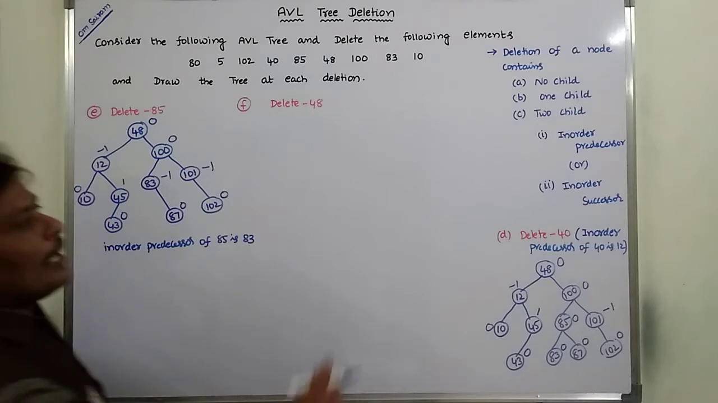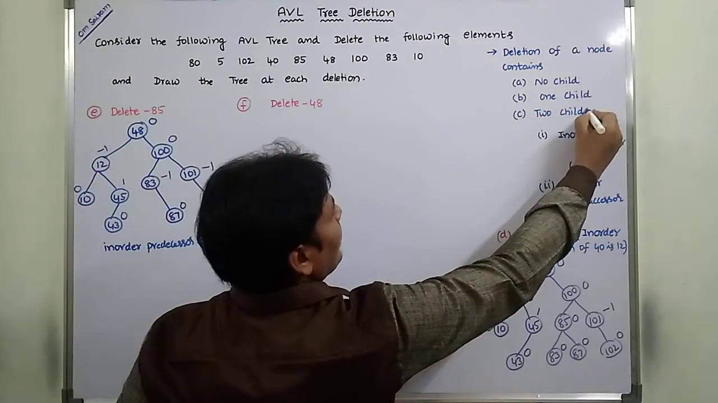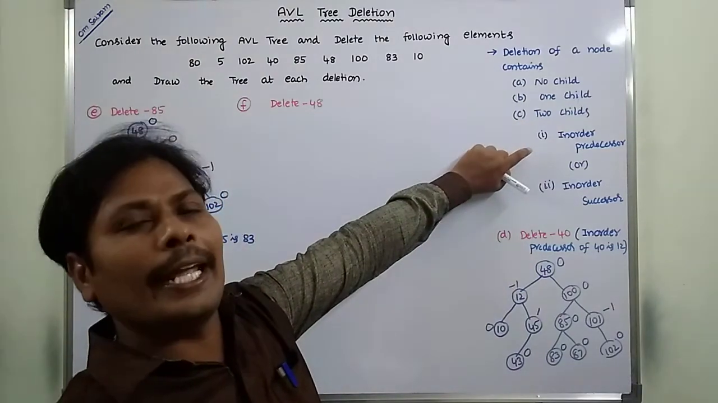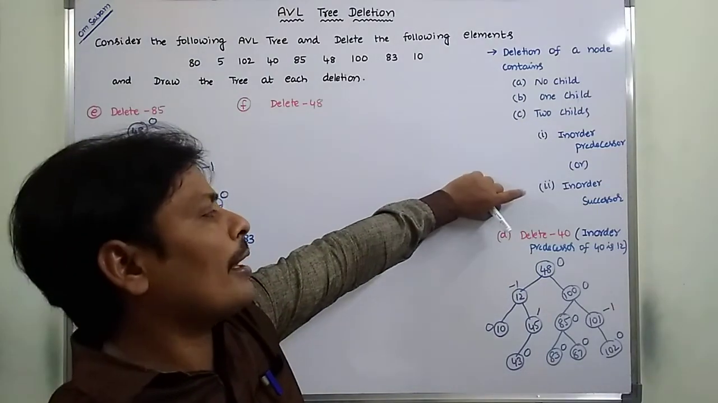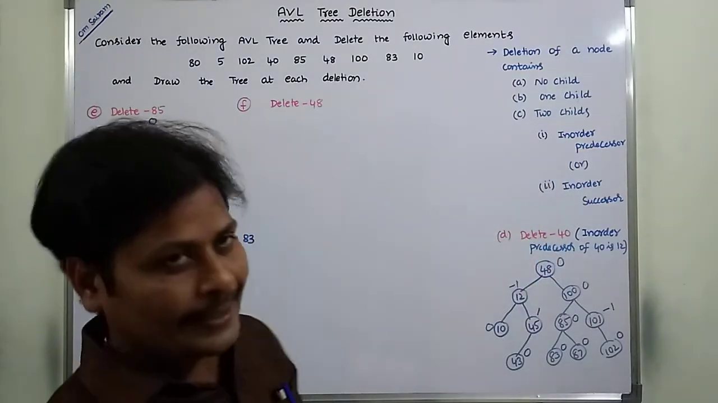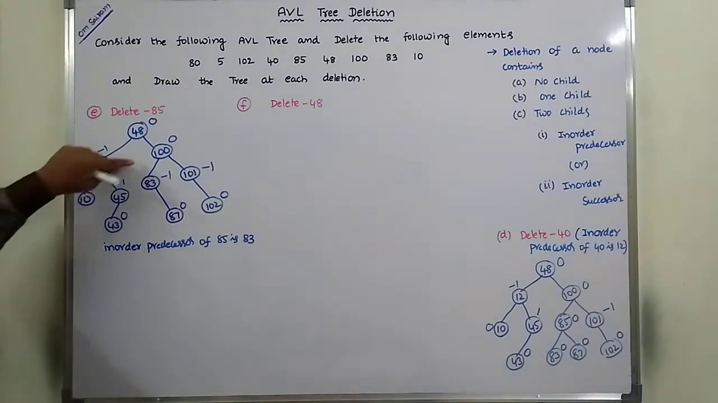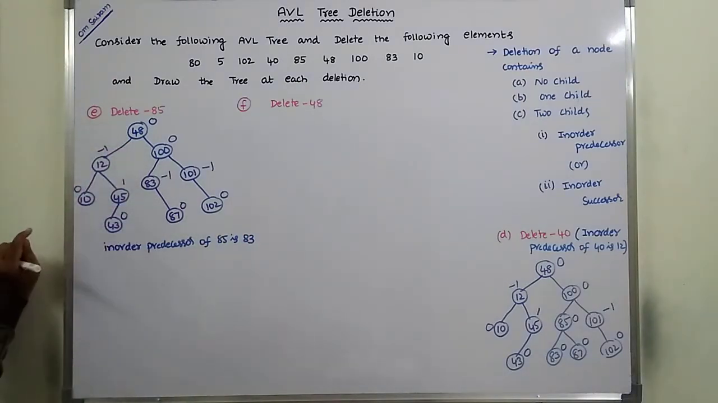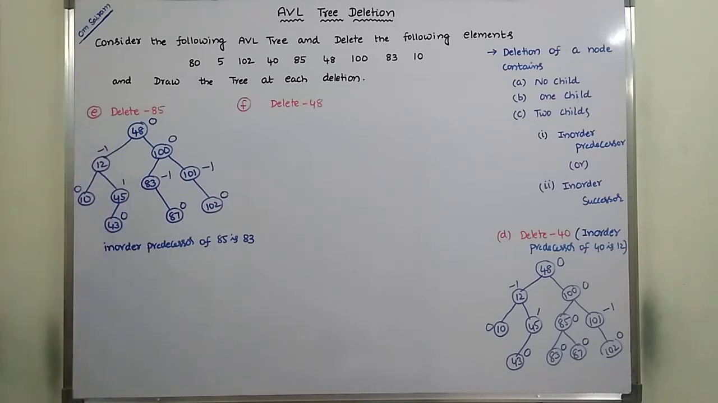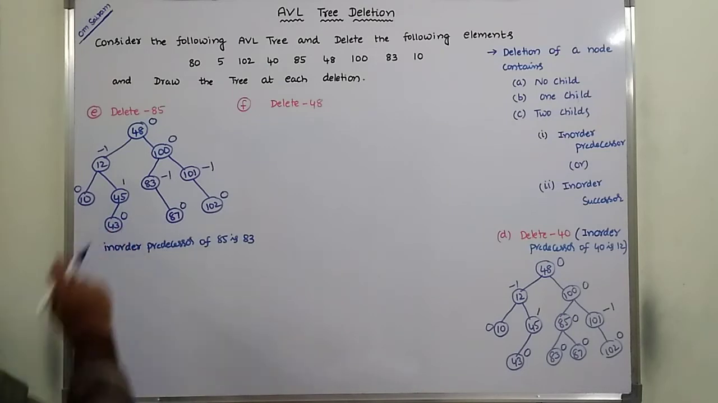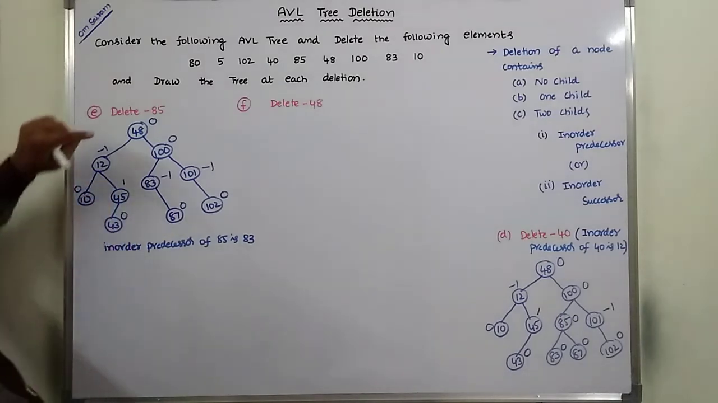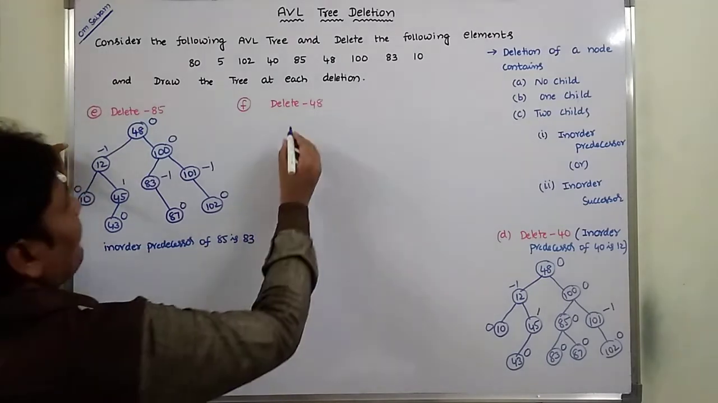Okay. So whenever the deleted node has two children, that deleted node is replaced with either the in-order predecessor of that node or the in-order successor of that node. I am following the in-order predecessor. In-order predecessor means the maximum element in the left subtree. So the maximum element in the left subtree is 45. Okay, 12, 10, 45, 43. Among the four nodes, 45 is the maximum. So 48 can be replaced with 45.